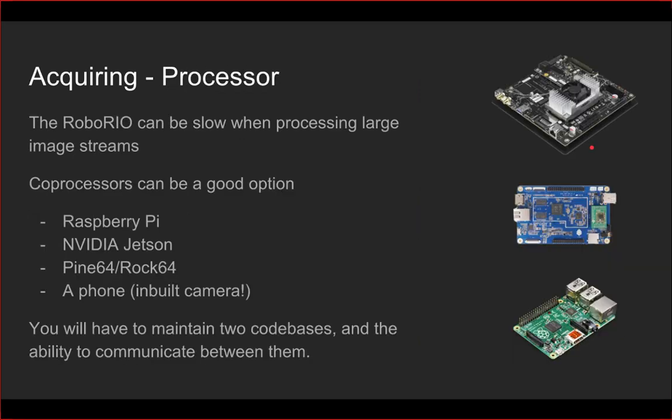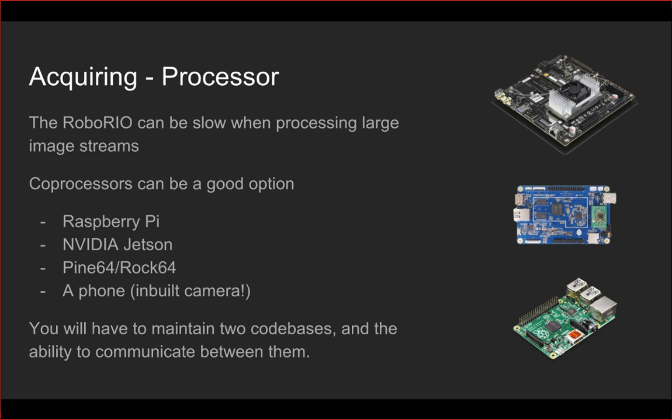Next, this is a bit of a footnote. I'll get back to this in a minute. But the RoboRIO, which is the main device which sits on board your robot, can be a bit slow when processing large image streams. It can lag quite a bit, and it's also got a low amount of memory. And typically, you don't want this sort of thing running on the same processor as all your other critical code, like the thing that makes motors move and that kind of thing. Coprocessors can be a good option to kind of alleviate some of this stress.